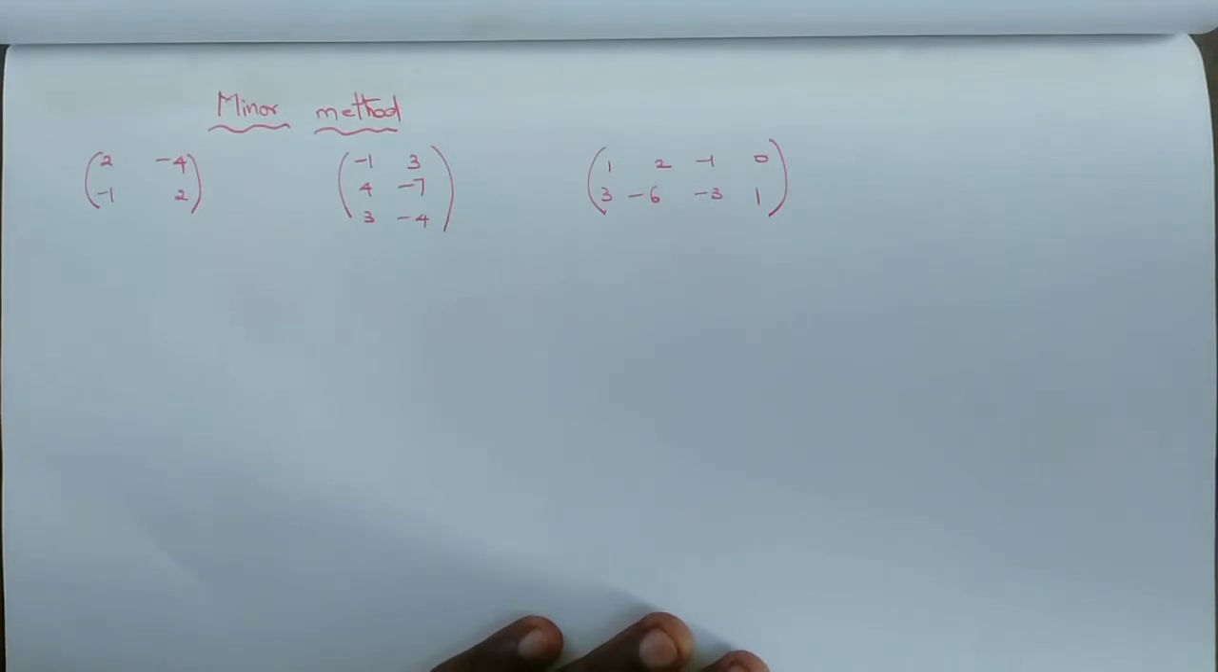To find the rank of a matrix using the minor method, we have two methods to find the rank of a matrix. The first method is the minor method. The second one is the row reduction method. This row reduction method is given in the second sum.